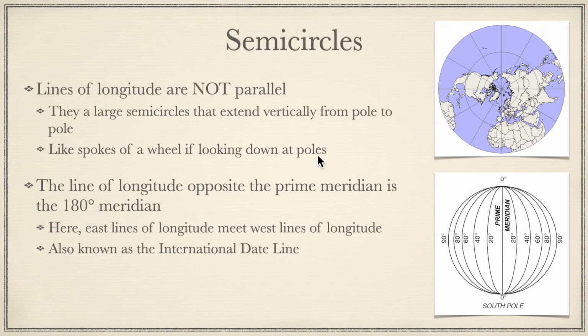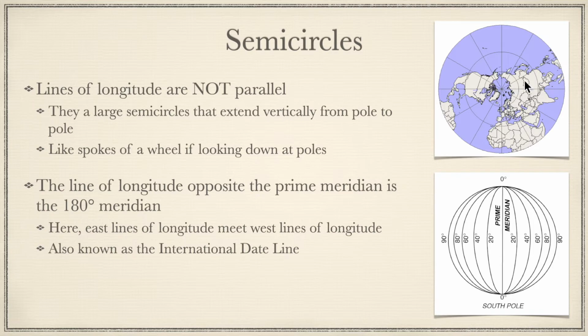Now, semicircles. A semicircle is a half of a circle. So lines of longitude are not parallel to each other, like lines of latitude. Latitude lines are all parallel to each other. Longitude lines are not. There are large semicircles that extend vertically from pole to pole. So they go around from the North Pole to the South Pole. And if you look down at one of the poles on a globe, then those longitude lines come out looking like the spokes of a wheel.